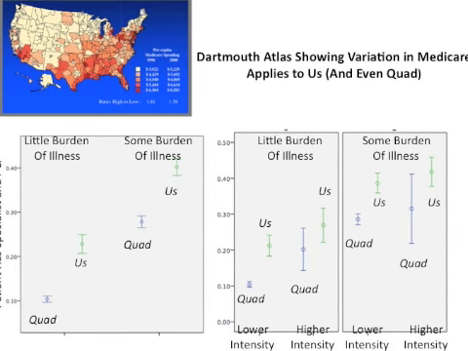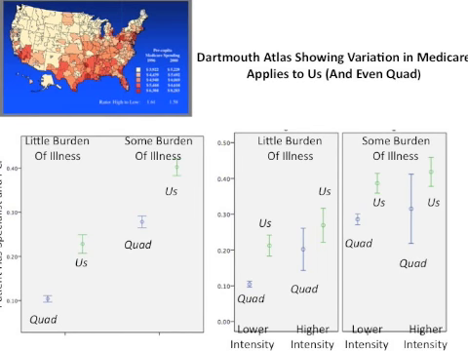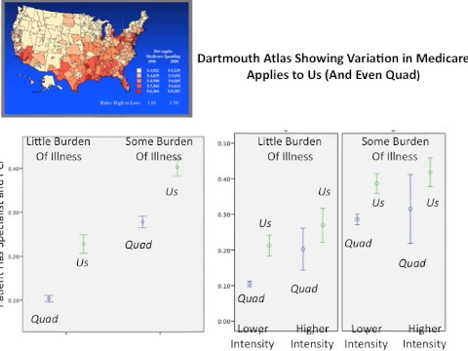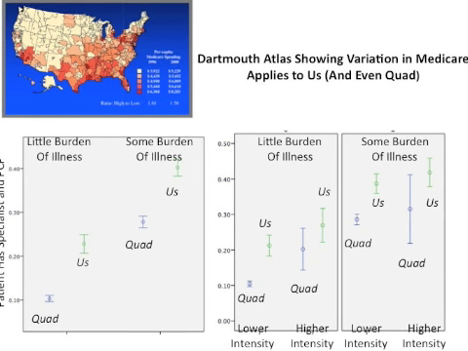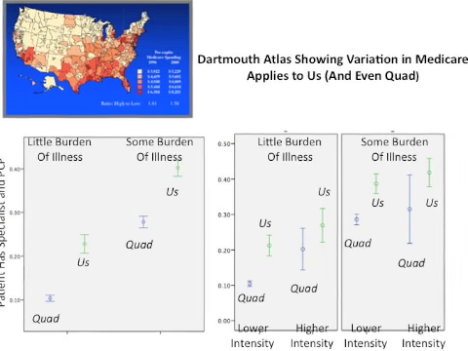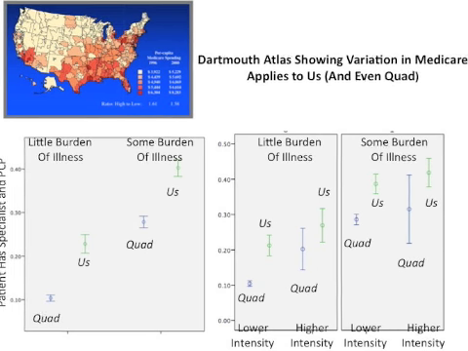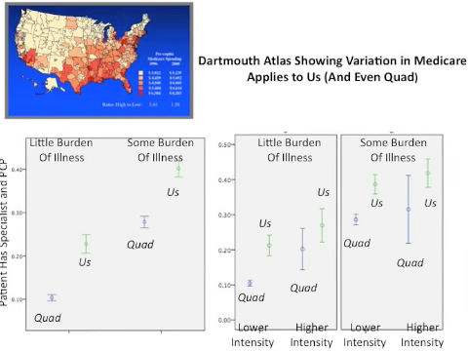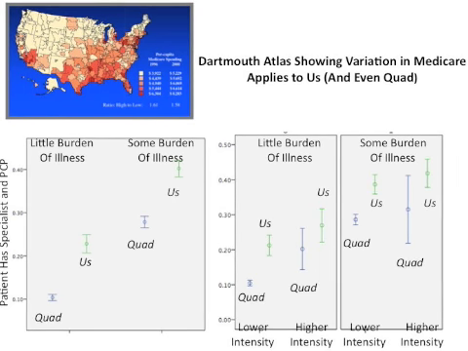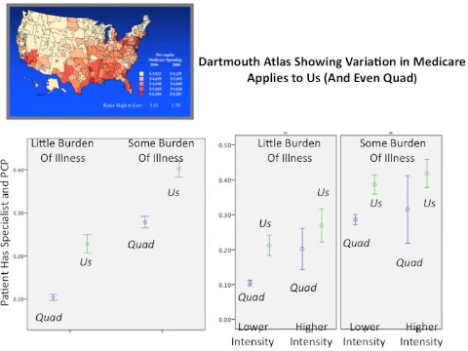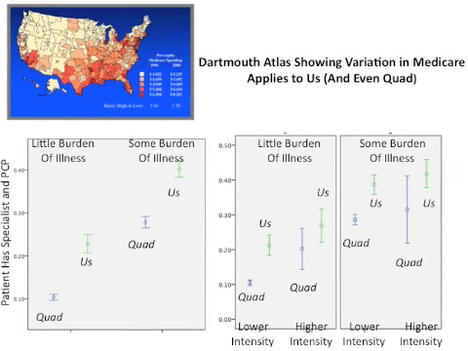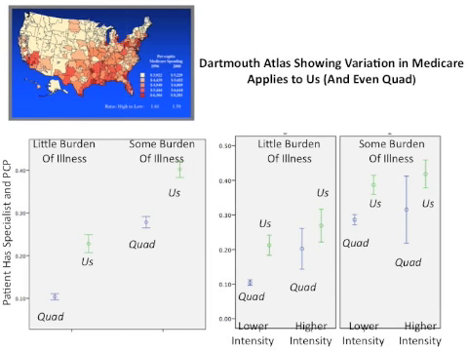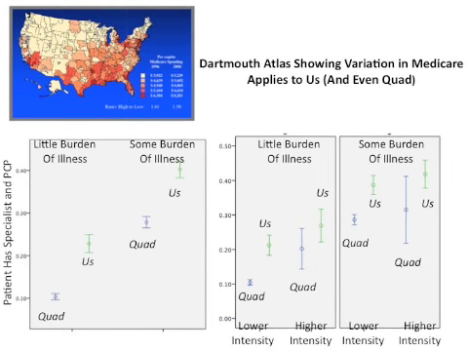Now, the right panel pushes this a little further and points out that Quad is like many of us. It's also influenced by the geography in which we find ourselves, as illustrated by the Dartmouth Atlas above. You'll recall that in the red areas in particular, there is a lot more expensive care utilized than in the non-red areas. And some of Quad's patients, as well as many of our patients, find themselves in regions where there is high intensity of care.